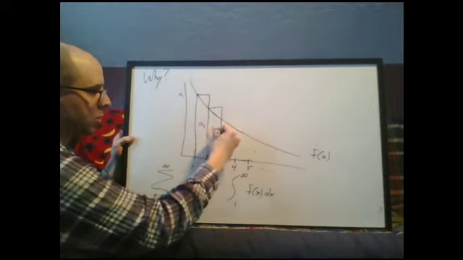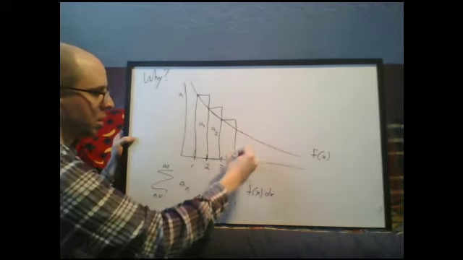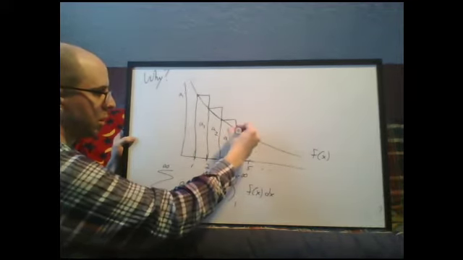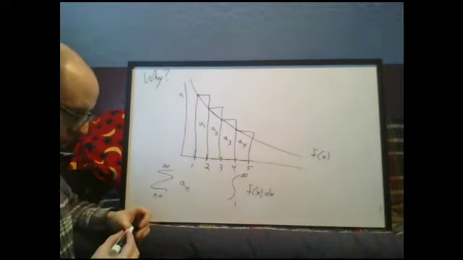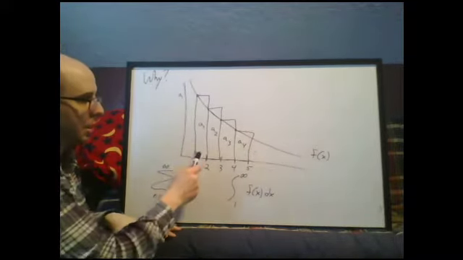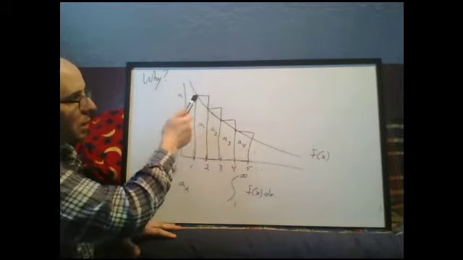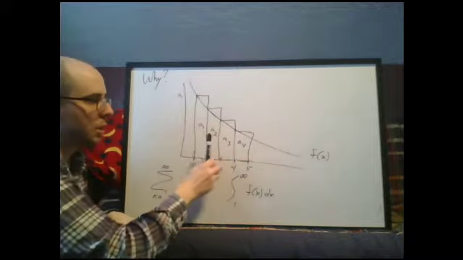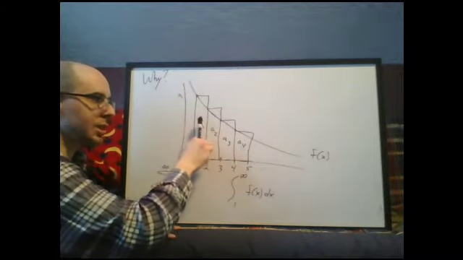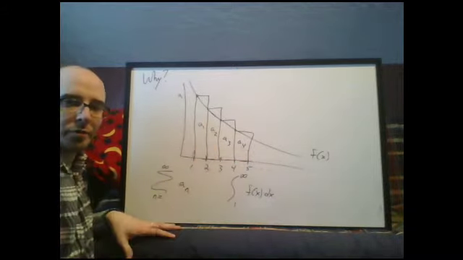This would be A2, this would be A3, and so on. So it'd go on forever. But now this time, the curve is completely underneath the rectangles. It's completely inside the rectangles. So the area under the curve is contained in the area of the rectangles.